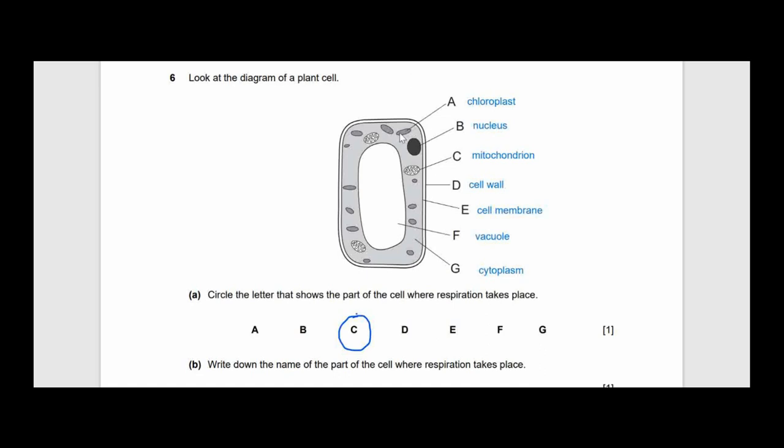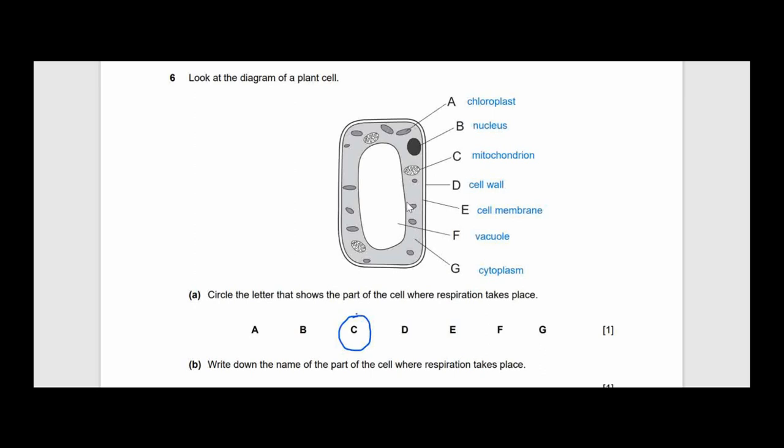So for A, this is chloroplast. And for B, this is a nucleus. D is a cell wall, the outer part. E is cell membrane, just below the cell wall. F is the big vacuole. And G is the cytoplasm, where all the organelles float.